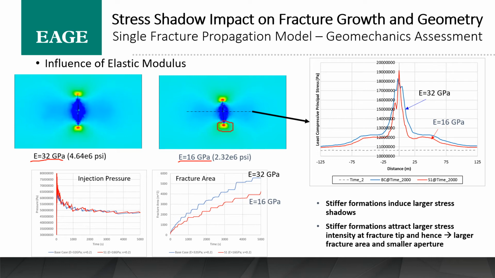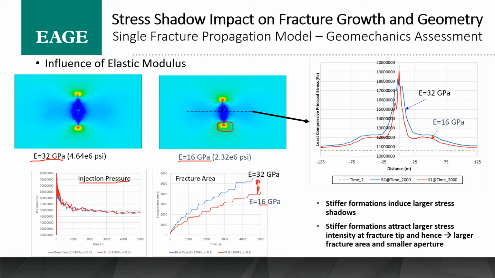Looking at both these cases, the injection pressure itself is very similar between them. One of the reasons for that is the injection pressure has to overcome the in situ stress state and the tensile strength of the fracture tip. Those are the two key things it's overcoming, and that hasn't changed between these two models. So the demand in terms of pressure is the same for these. However, for the reasons I just mentioned before, the fracture area is quite different between these models, with a shorter fracture area for 16 gigapascals because it's got a wider aperture.